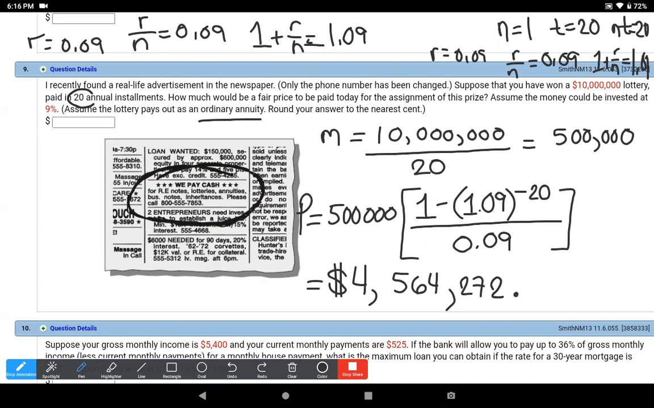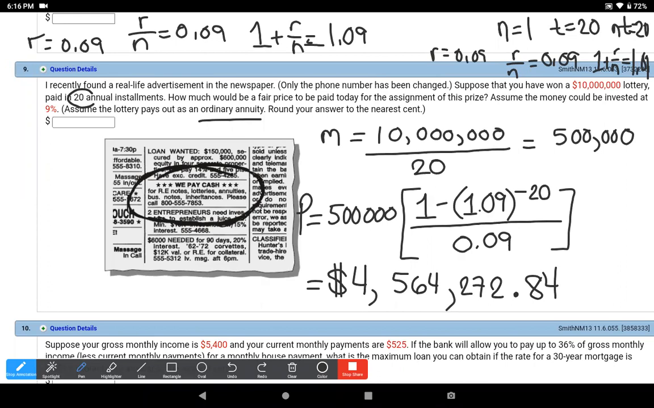4,564,272 and 4 cents. Okay, so how much would be a fair price to be paid today? A fair price would be this amount here, about $4.5 million.